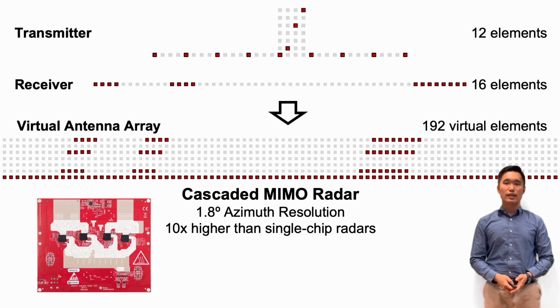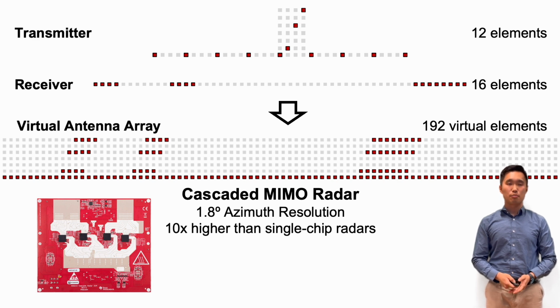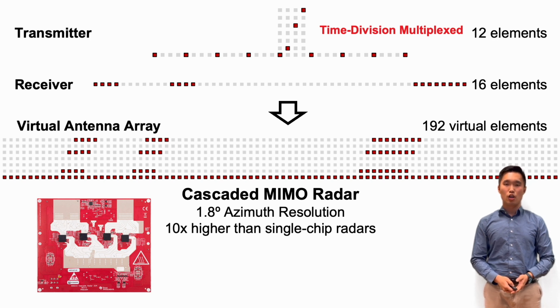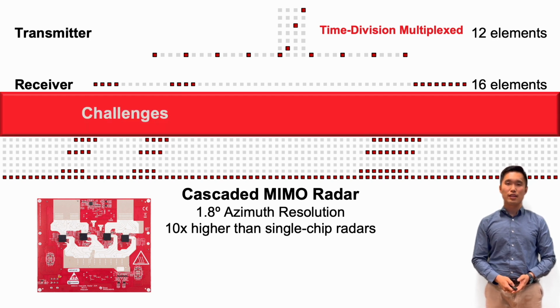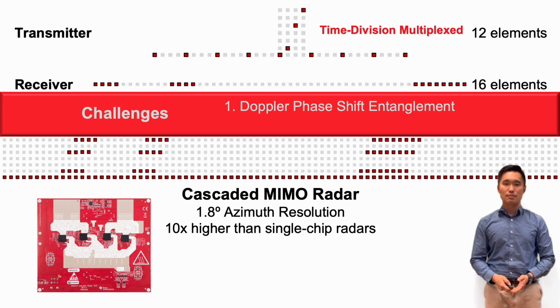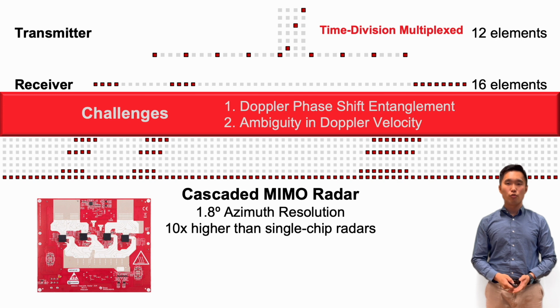However, the quadratically improved angular resolution comes at a price, because MIMO radars require multiple transmissions from the time division multiplexed TX antennas to construct a high-resolution heat map, which leads to two unique challenges, especially in highly dynamic scenes like moving cars on the road. First, the Doppler phase shift across multiple transmissions can blur and distort the resulting heat maps. Second, the low frame rate also leads to ambiguity in Doppler velocity estimation.